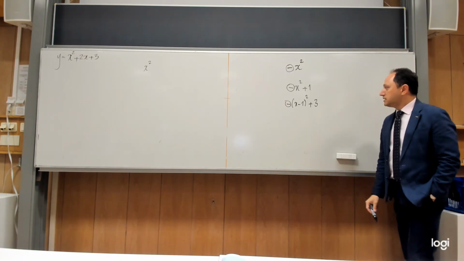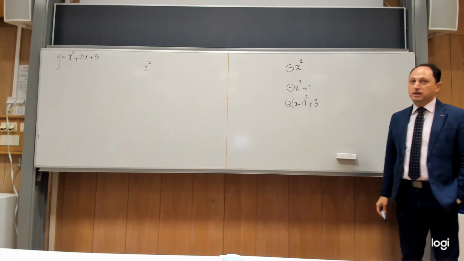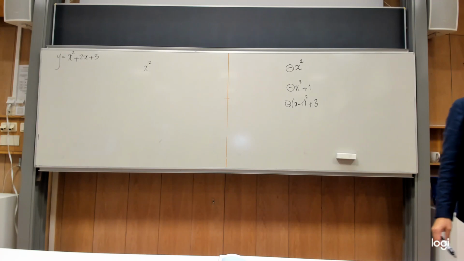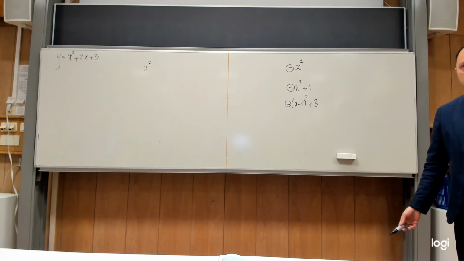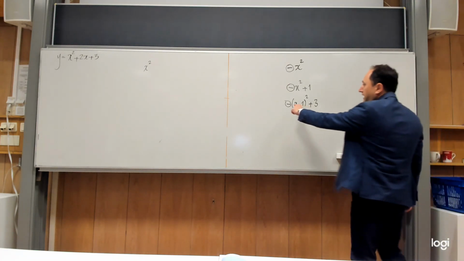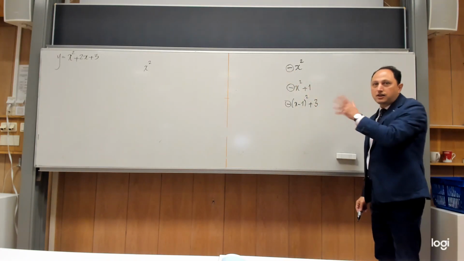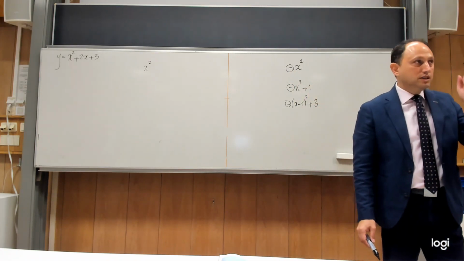So what is the maximum of this function? Yes, 3. It's 3. And when is it achieved? At x equals 1. So you see that this negative sign that appears here is actually very crucial. That's the intuitive way of understanding.